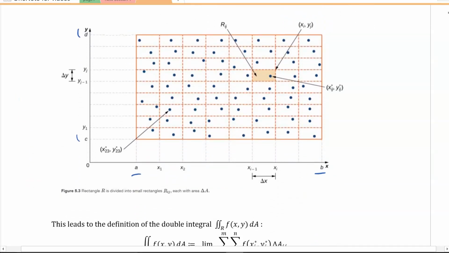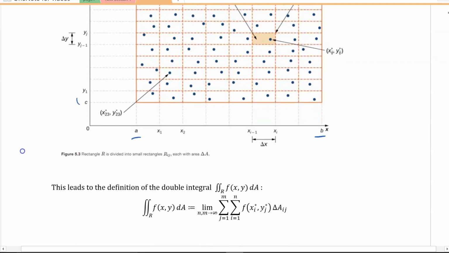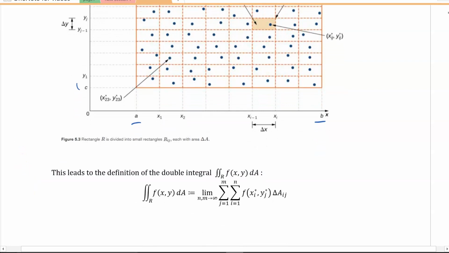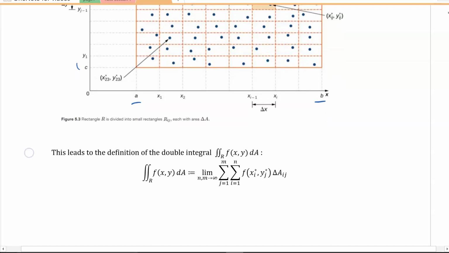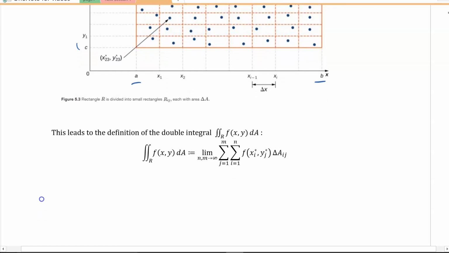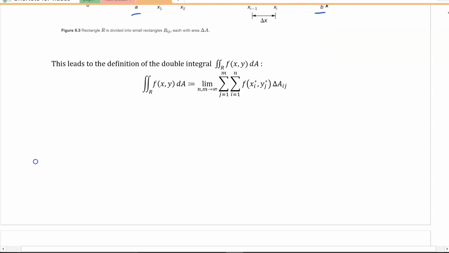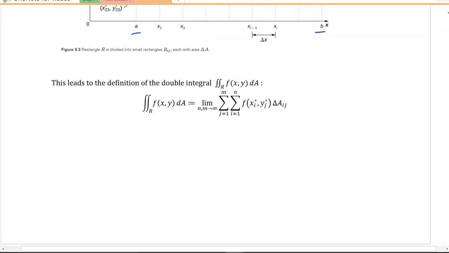That leads us, this is a nice picture from OpenStax, to the limit definition for the double integral: the integral of a function of two variables over a rectangle, capital R. It's a limit, and we've got a double sum inside of there, and that double sum is making us think double integral. That is an even more difficult expression to work with than the single variable case. So let's take a look at what that looks like before we go on.